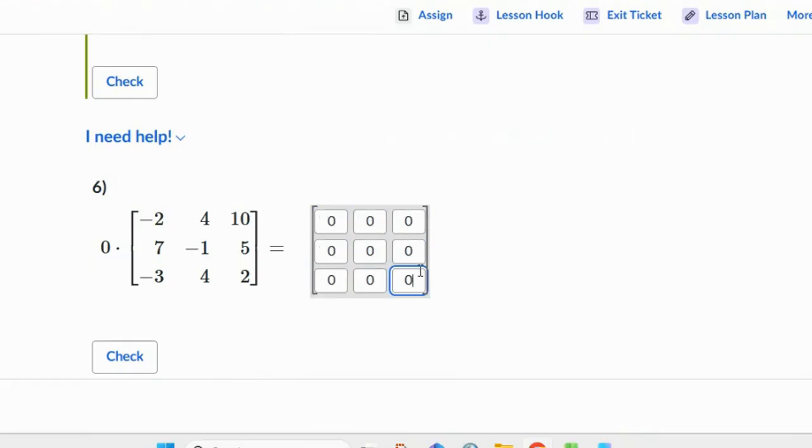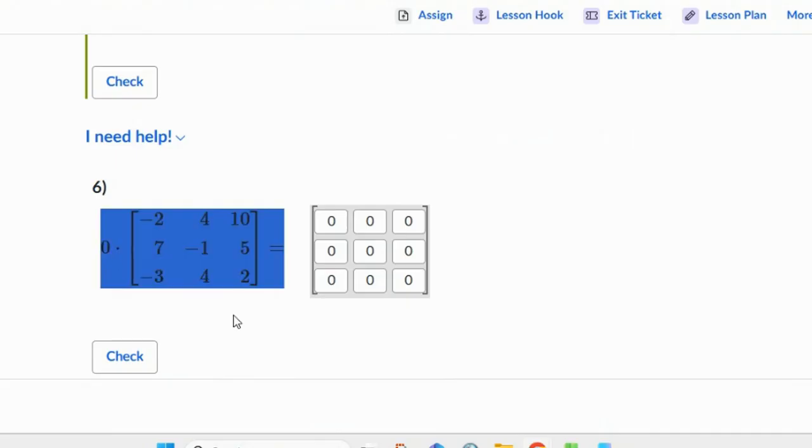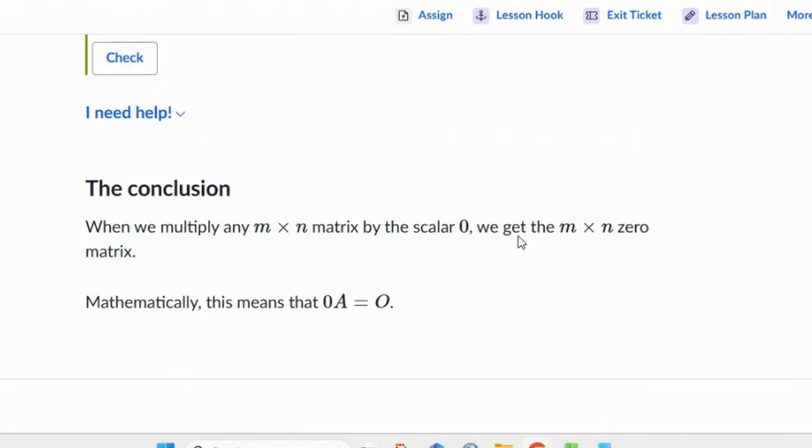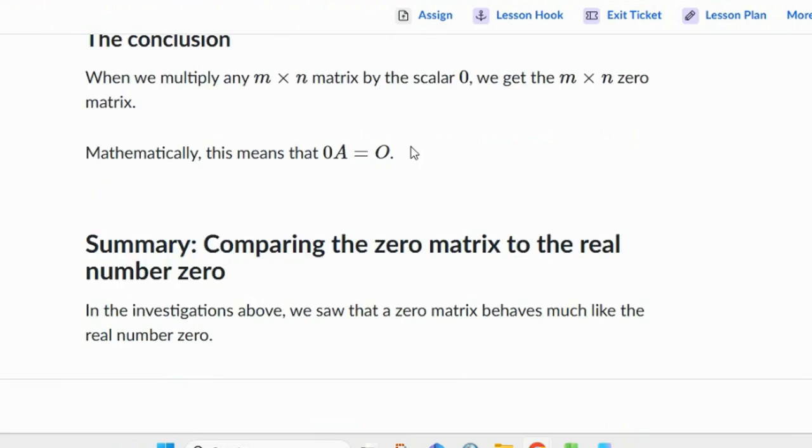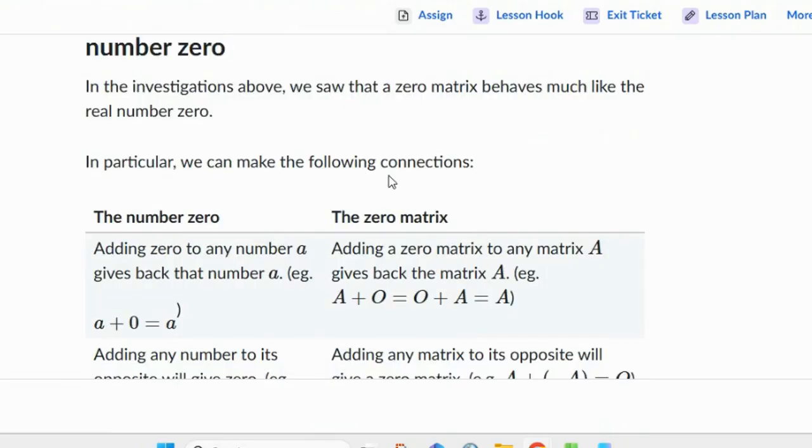Zero. All zeros because we're multiplying by zero. Perfect. So any matrix multiplied by the scalar zero gets a zero matrix. In summary, they want to compare it to the real number zero.